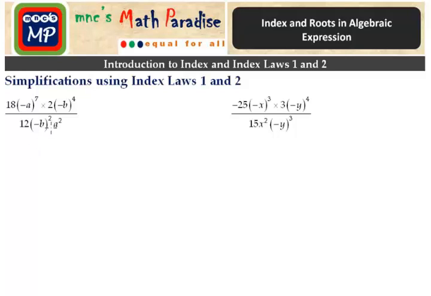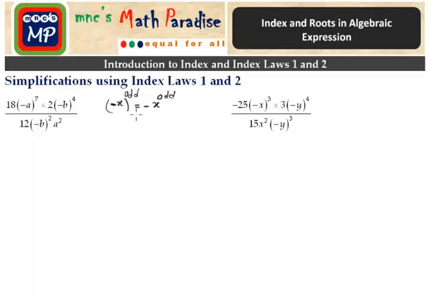Here we will do two more examples where, in addition to index law 1 and 2, we will be using the sign law for index. We can remember that any variable with an odd power will give a minus. For example, if it is minus x whole to the power 5, it will be minus x to the power 5.